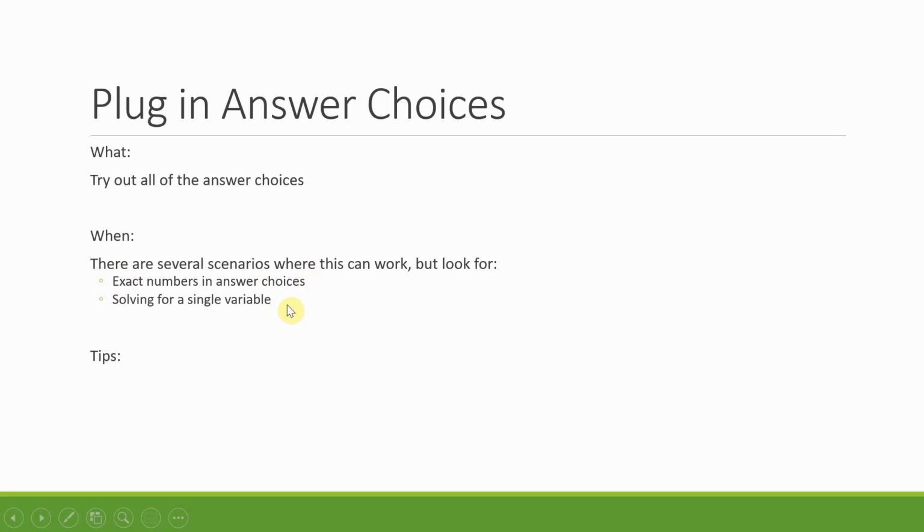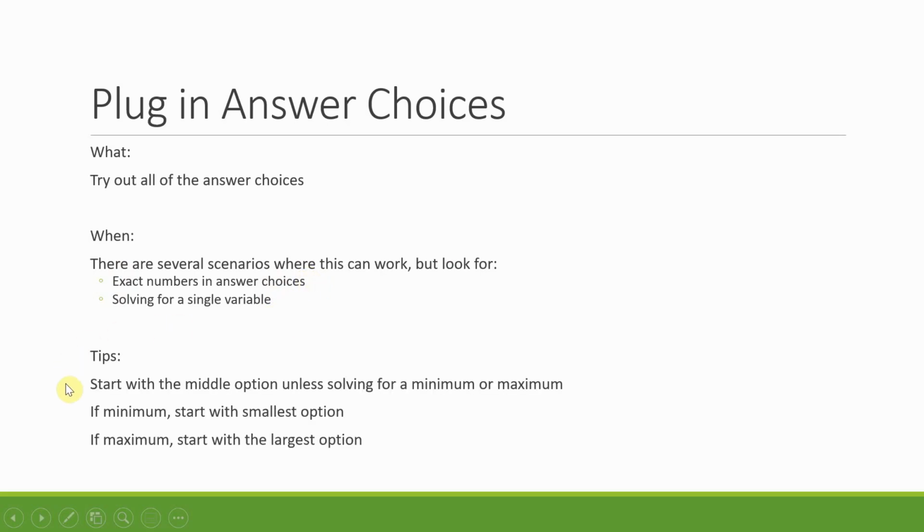You can do it in other things as well, and not always in these scenarios, but this is your most usual sign. Just some advice: start with the middle option when you're plugging these in, unless you're solving for a minimum or maximum, as long as your answer choices are in order like they normally are. And I'll show you in the first example why that is. But the idea is if you start in the middle, at most you only have to try 2 answer choices instead of 5. But if you are asked for a minimum, start with the smallest option and work your way up. So the first one that works, you can stop there because it was the minimum. Opposite for the max. If they are asking what's the maximum value of something, start with the largest option and work your way down.